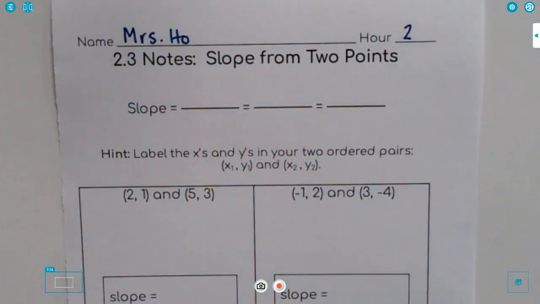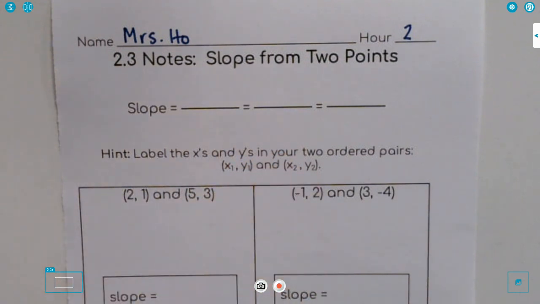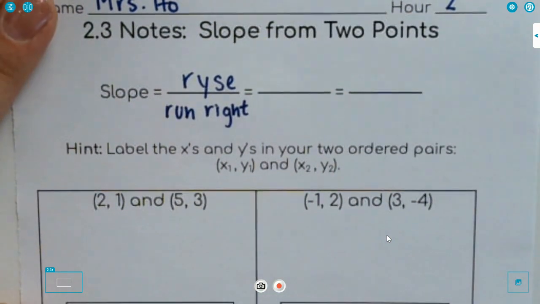We are learning our third representation of how to find slope. So we have slope equals blank equals blank equals blank. Those are actually fractions. We have 3 different fractions that we can use to describe slope. So slope is rise over run to the right. When we write that one, that's the one that I spell the rise wrong. So I remember Y's go on top. So we've got rise over run right.